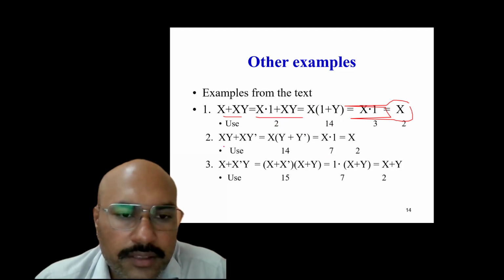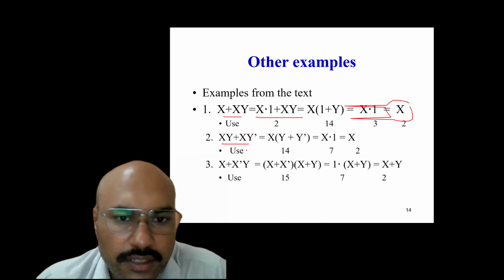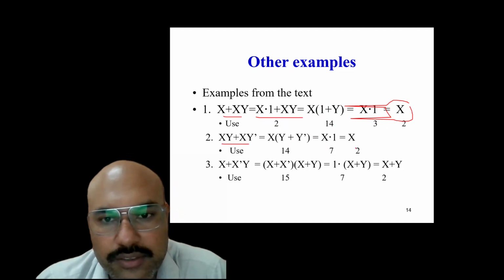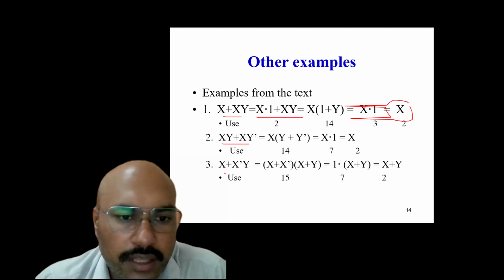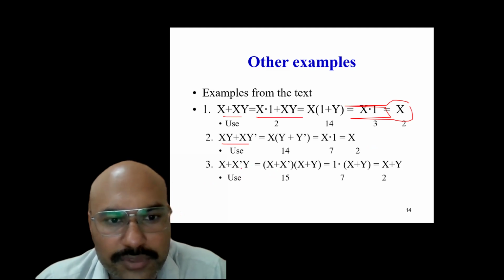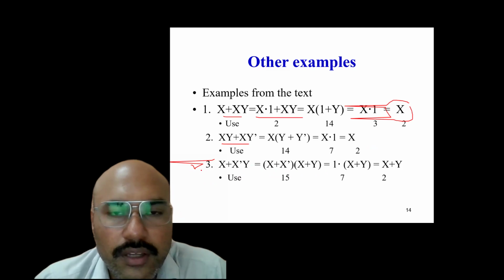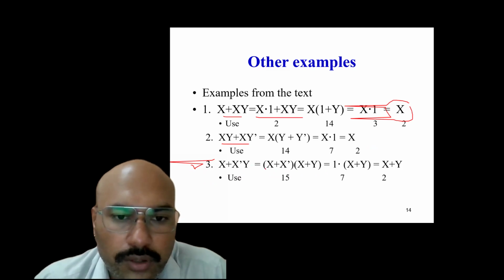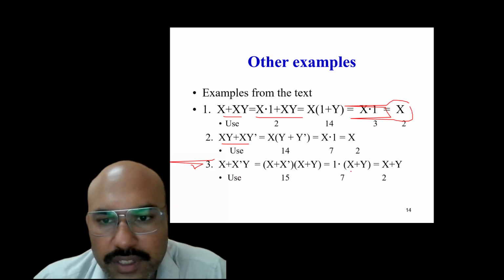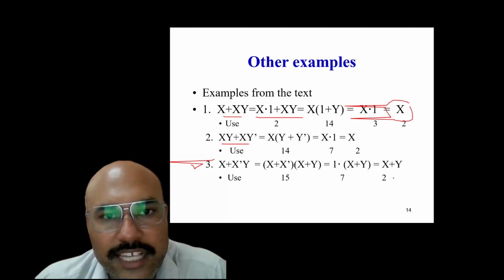Similarly, if it is this function, then you can take x common, then y plus y1 will be 1, then x dot 1 will be x. And if it is x plus x bar y, then you can apply the distribution law. It's x plus x bar and x plus y. This was the example I was talking about when I was explaining the absorption law. So x plus x bar becomes 1. So what is the result? The result is x plus y.